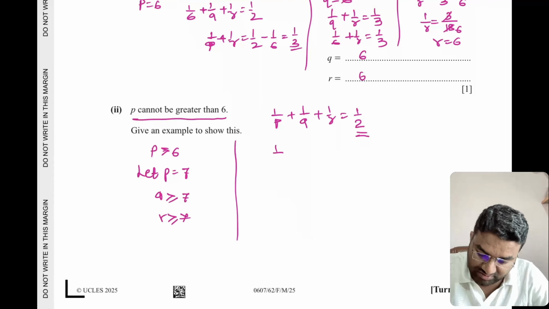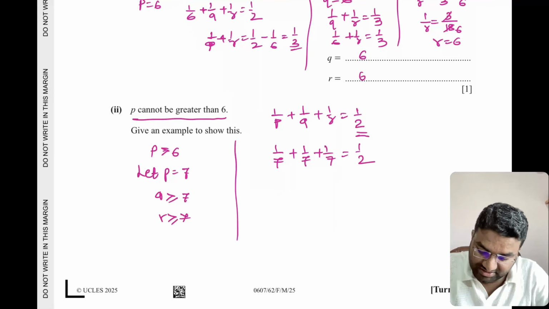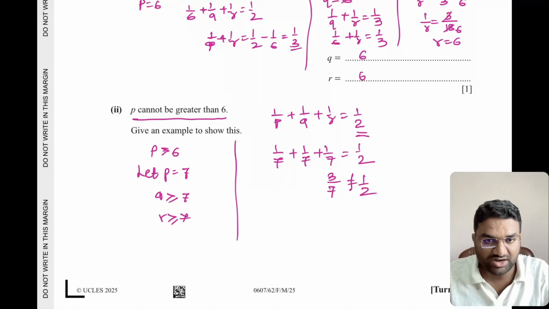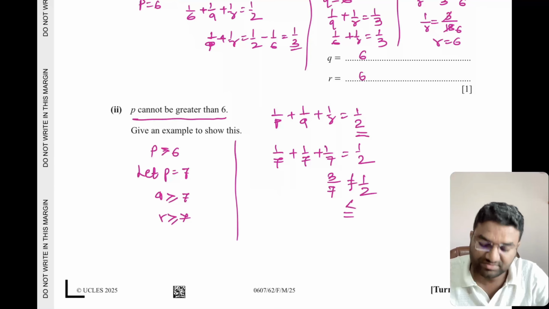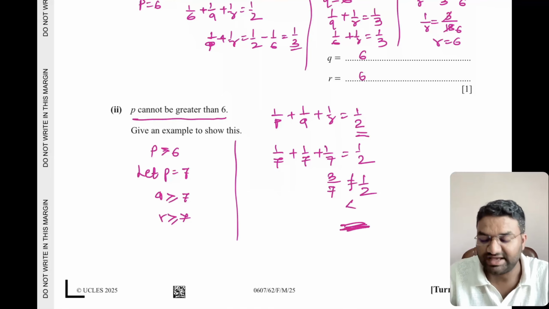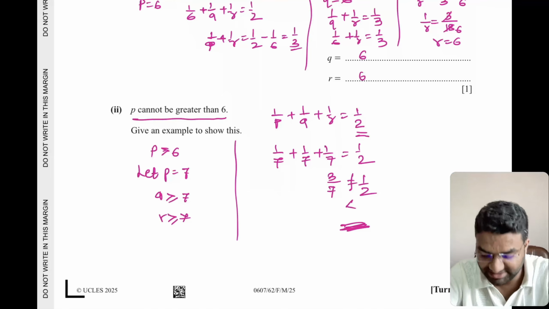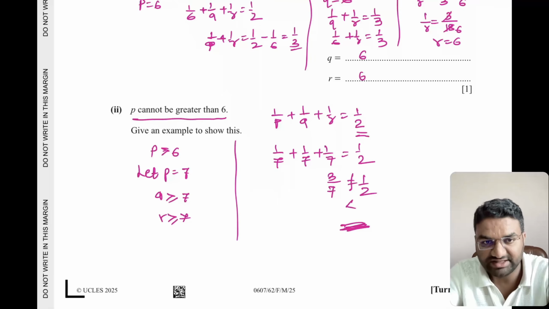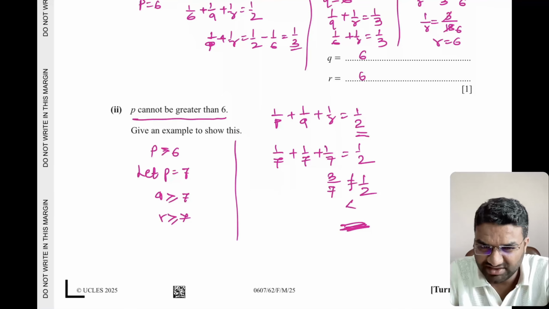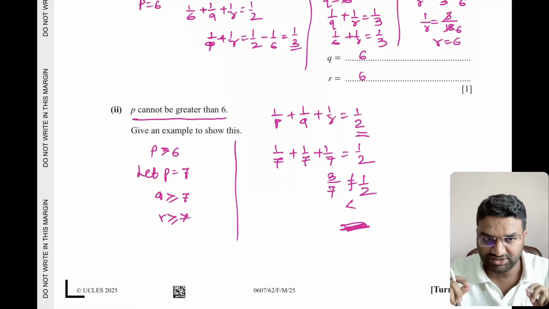So 1 upon 7 plus 1 upon 7 plus 1 upon 7 is equal to 3 upon 7. Is it 1 upon 2? No, here we are not getting it. We will get less than that. So this contradicts the statement, and that's why we can say that p cannot be greater than 6. That's the conclusion you have to write.